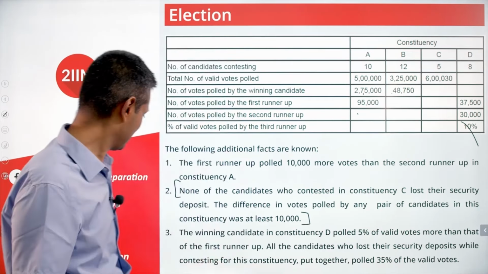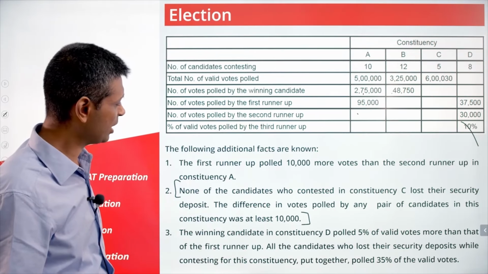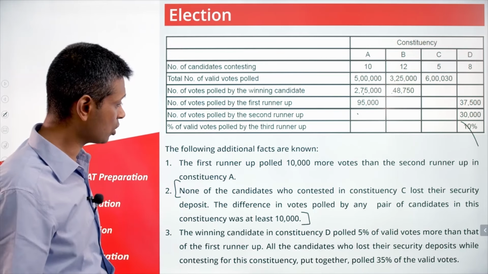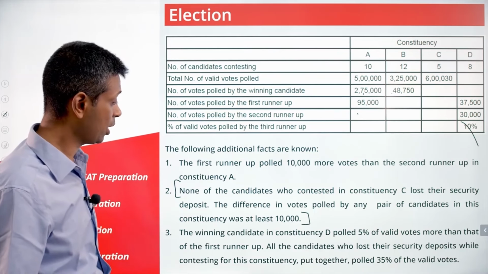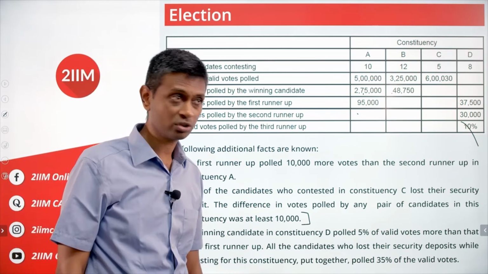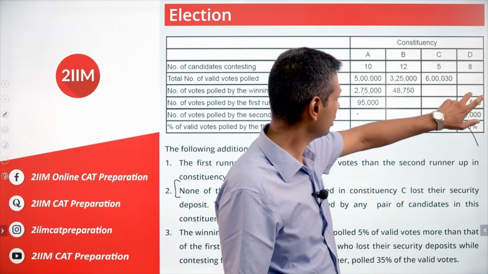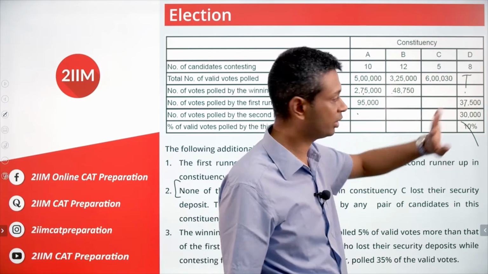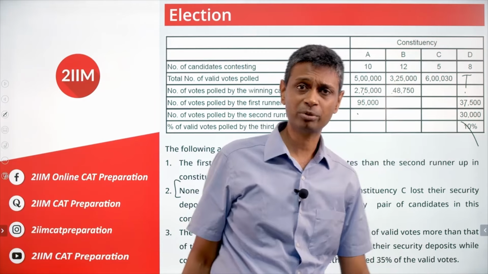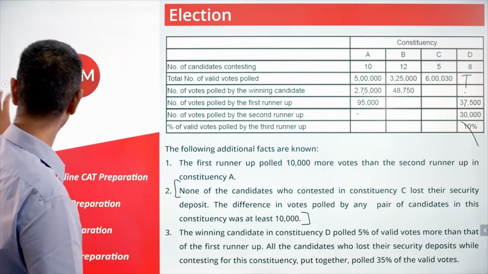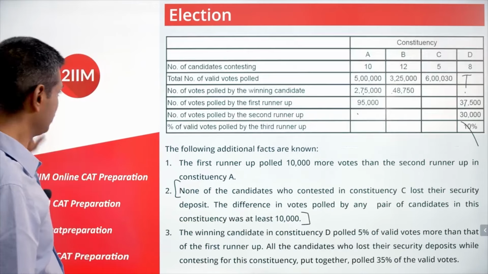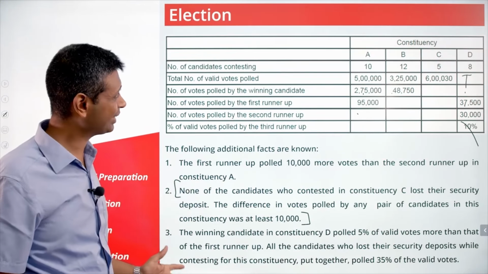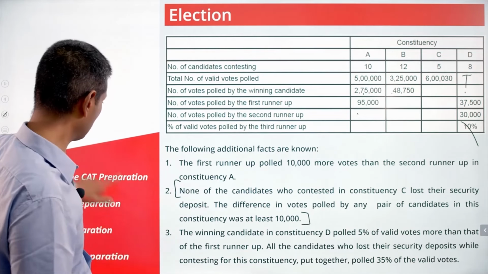Let's dig deeper into that. The winning candidate in constituency D polled 5% of the valid votes more than that of the first runner-up. All the candidates who lost their security deposits while contesting for this constituency put together polled 35% of the valid votes. So this guy gets 37,500 plus 5% of total. And then there is this total that we don't know. Maybe call it total or T. This guy gets 37,500 plus 5%. That should give us something about D as well. That's it, nothing else. There are only 3 conditions: constituency A, something about C, something about D. There's nothing given about B. Well, let's go step by step. I think this will be the juiciest.